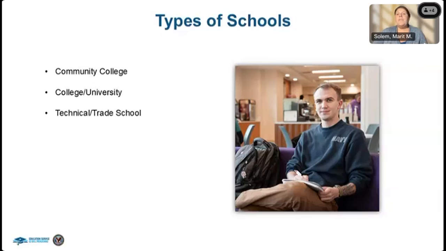So the different types of schools that you can attend, there's community colleges. Those are typically going to offer those associate's degrees, those 2-year programs. Then there's colleges and universities. Those are going to do the undergraduate and graduate degree programs. And then there's different types of colleges and universities. There's the public universities.